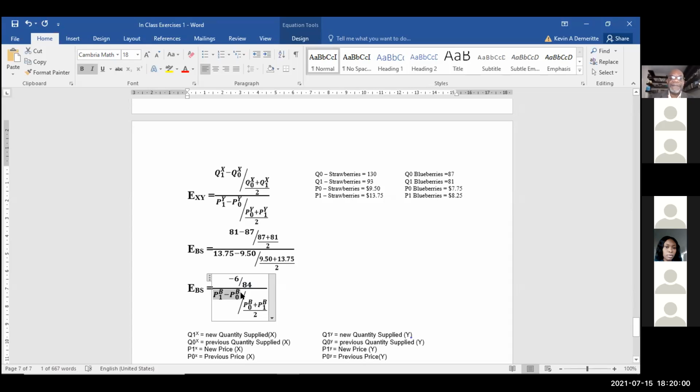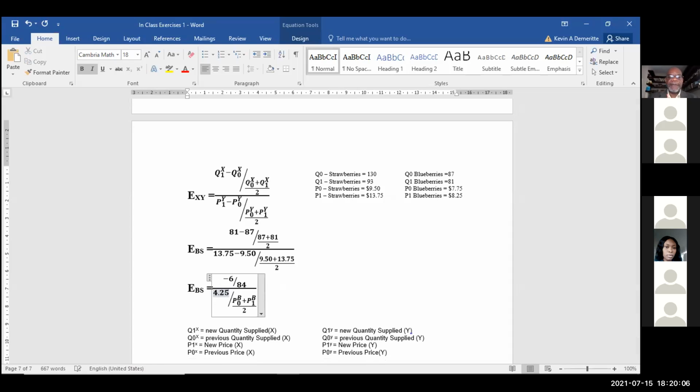Then 1375 minus 950. That's what? 425. And on my denominator, I want 950 plus 1375 divided by 2. That's 2325 divided by 2. That's 11.625.